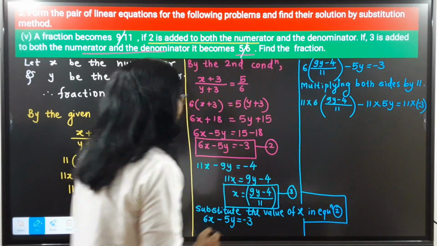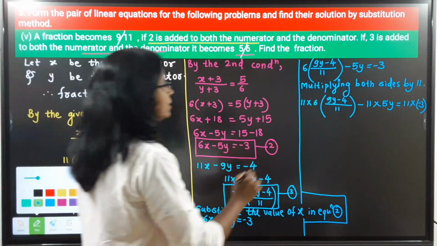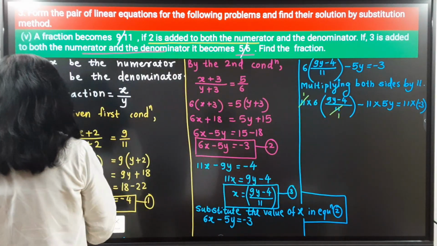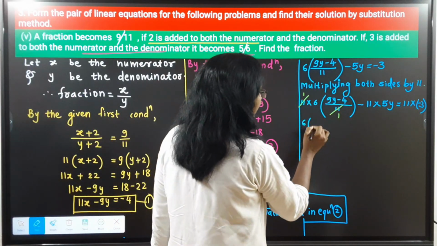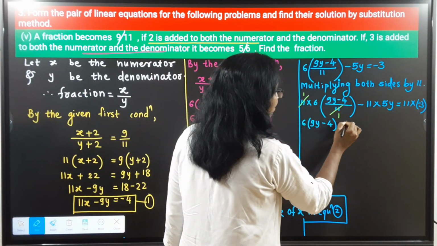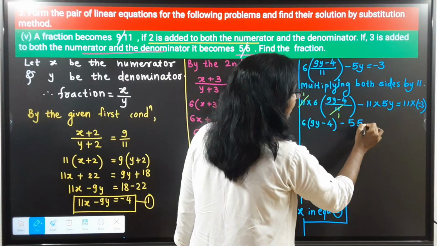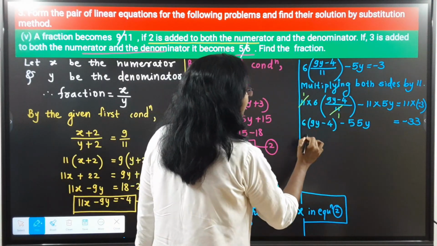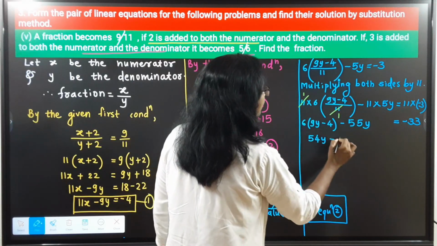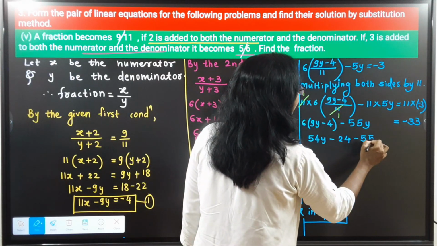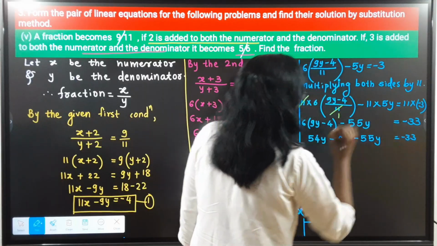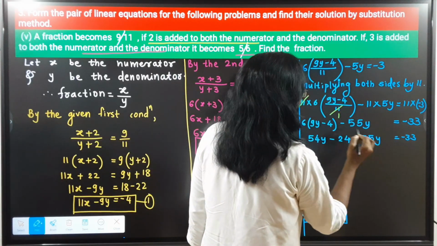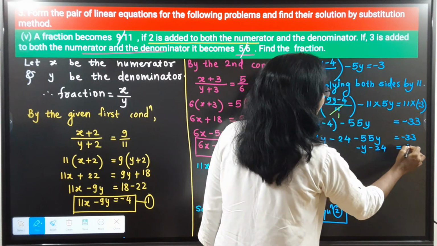So that's why here, students, the cancellation part is that 11 by 11 cancels. Okay, then here, students, 6 multiply 9y minus 4 minus 11 5s are 55y is equal to 11 3s are minus 33. So here 6 9s are 54y minus 6 4s are 24 minus 55y is equal to minus 33. Therefore, students, 54y minus 55y, that means minus y. So minus 24 is equal to minus 33.